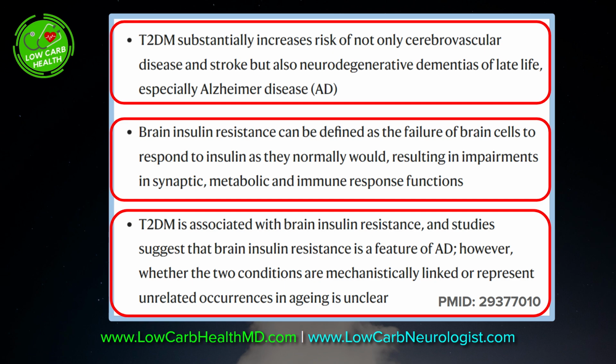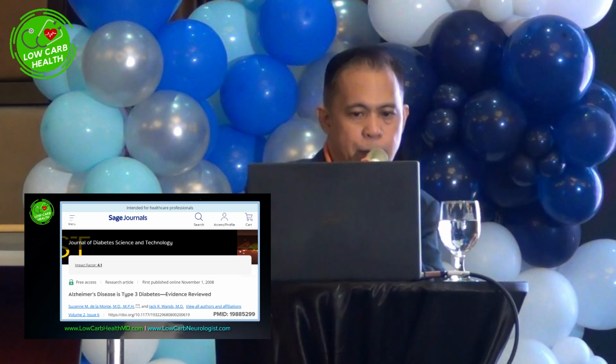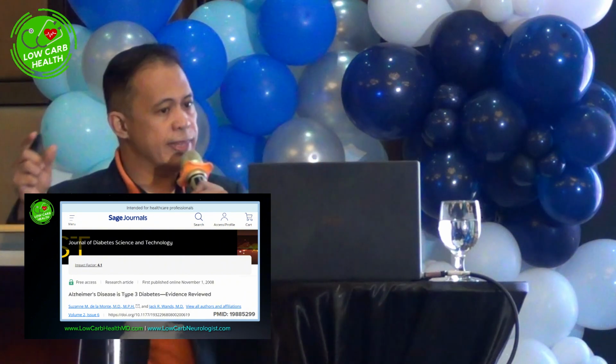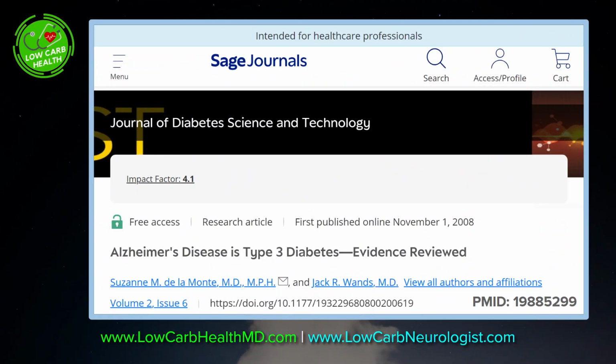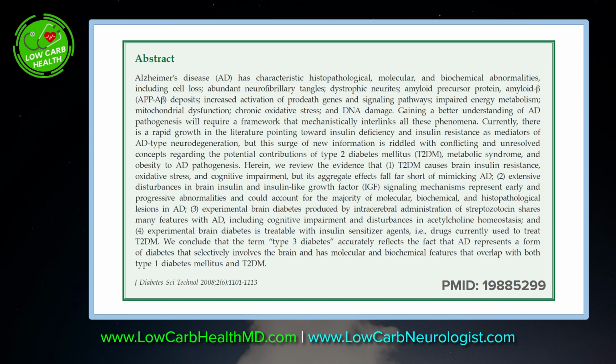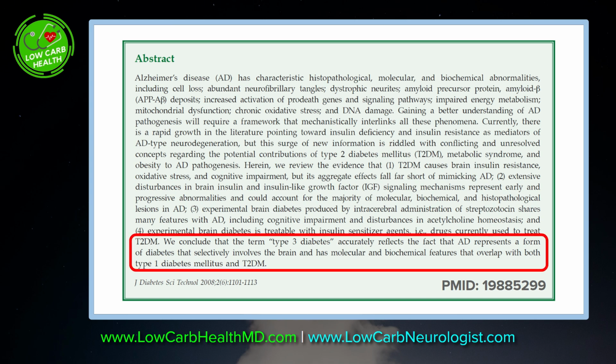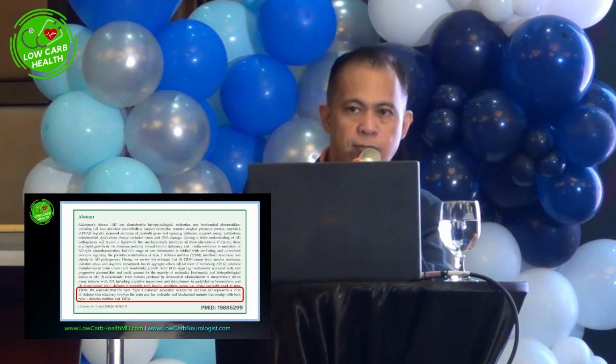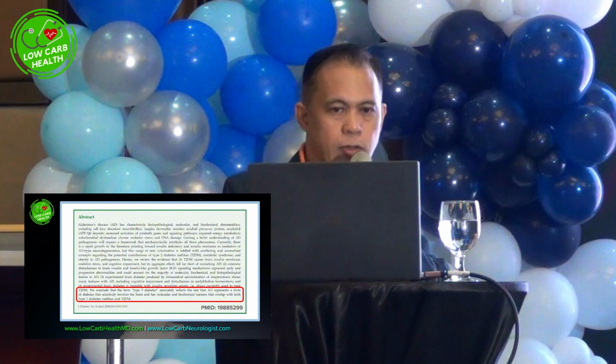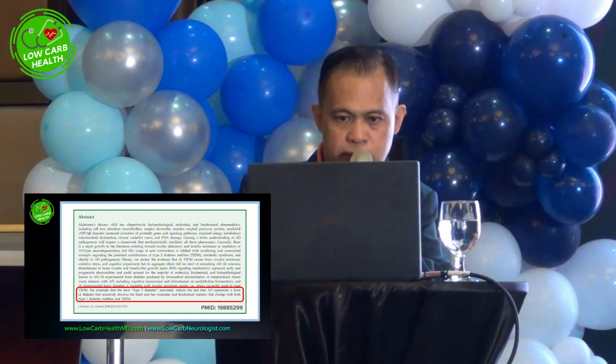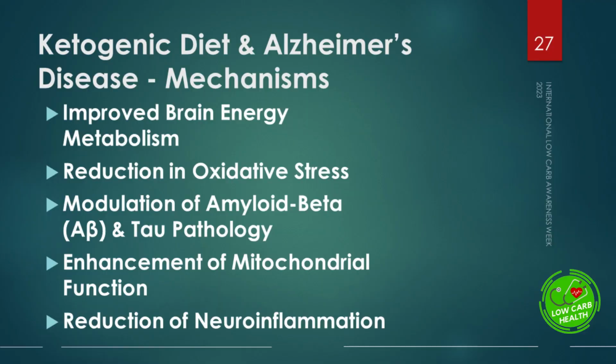So in this paper, there is a movement now to call Alzheimer's type 3 diabetes. The evidence has already been reviewed, and it is concluded that type 3 diabetes accurately reflects the fact that Alzheimer's disease is a form of diabetes selectively involving the brain, and that is why it's called brain insulin resistance. Okay, these are the mechanisms. I need not go through them in detail. I have talked about that earlier already.